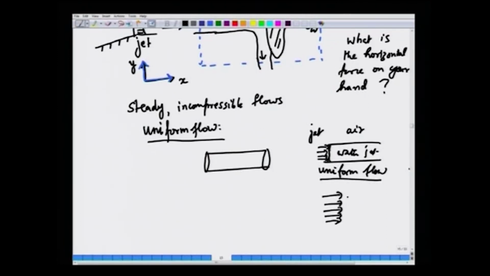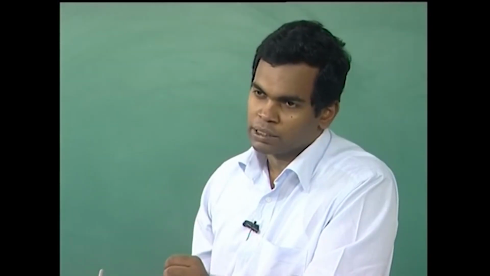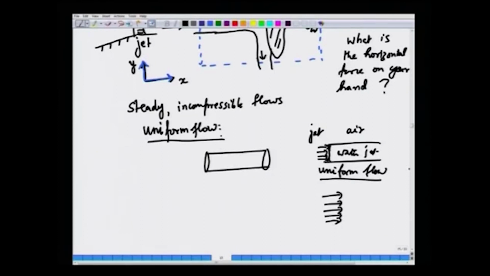Whereas, whenever you have flow in a channel or a pipe which are bounded by solid surfaces, we will see in detail a little later when we discuss differential balances, that whenever you have such a flow, the fluid velocity has to go to 0 at the walls, and there is a pressure difference that is driving the flow. So, the velocity is non-uniform.